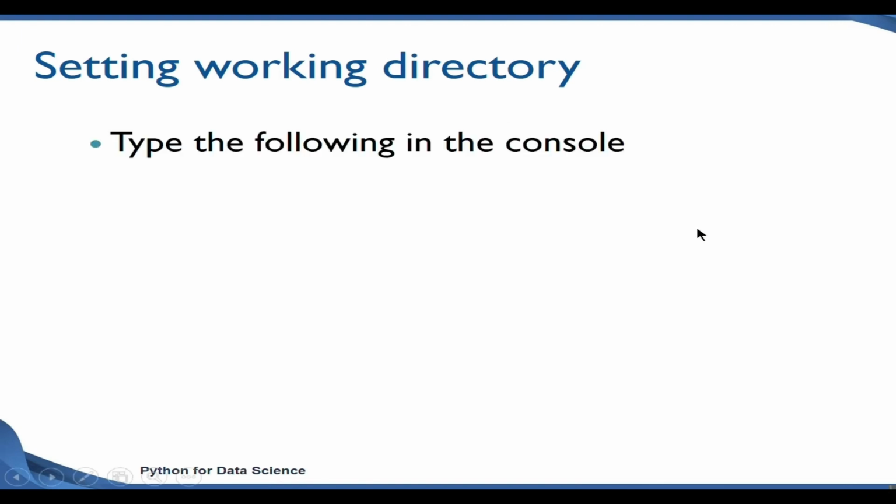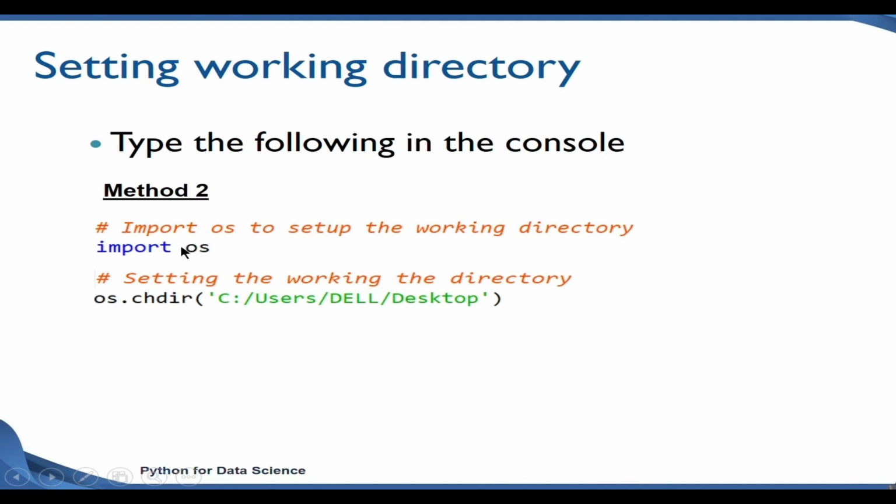Now let's look at the second and the third methods. You need to import a library called os. os stands for operating system. Before you use a function from this library to change the directory, you need to import it. Import is a function that you will use to load a library into your environment. Once you load the library os into your environment, you can use the function chdir, which means change directory.